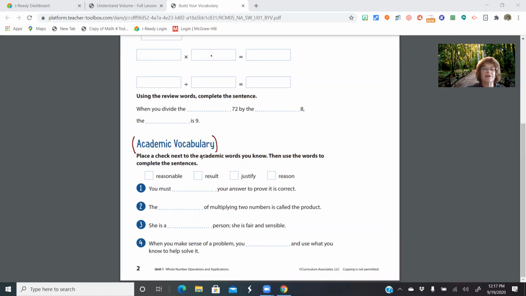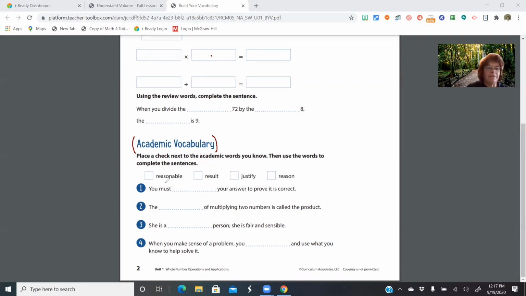Place a check next to the academic words you know, then use the words to complete the sentences. So you have to think about, do you know what the word reasonable is? If you do, put a check there. Do you know what the word result means? If you do, put a check there. How about justify in math? If you know what that means, put a check there. And the same for reason.